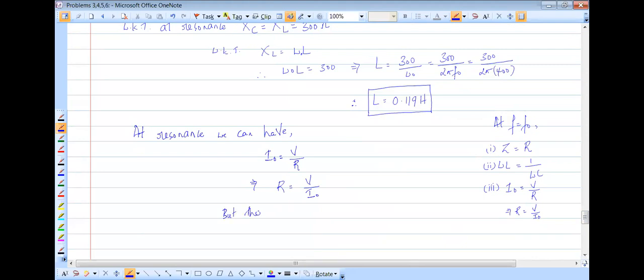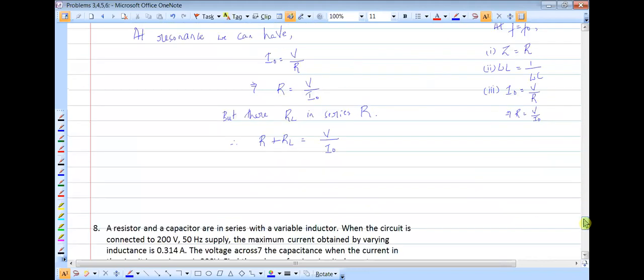there is RL in series with R. Therefore, the above equation would become what? Therefore, what we have is R plus RL equal to V by I naught. How many unknowns are there here now? V is the applied voltage, we know. I naught is the maximum current, we know. What else needs to be known here?